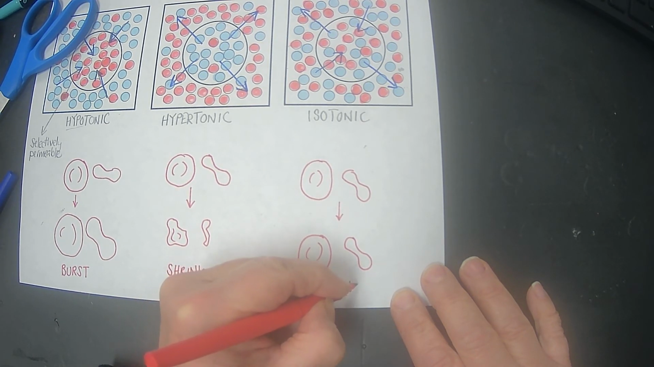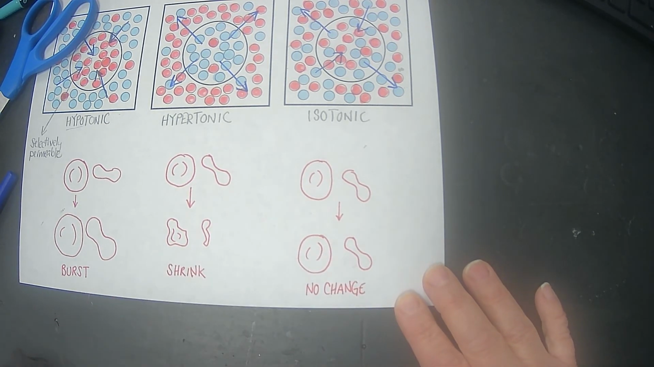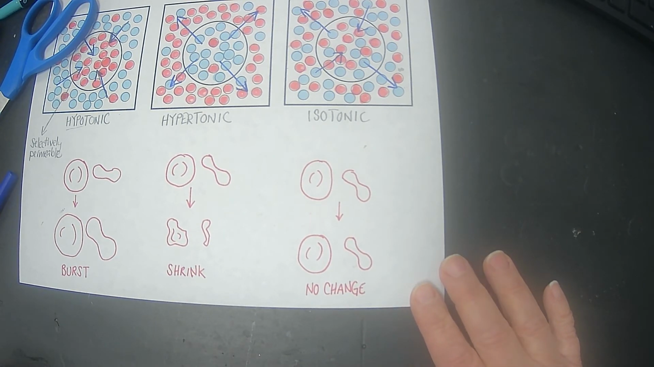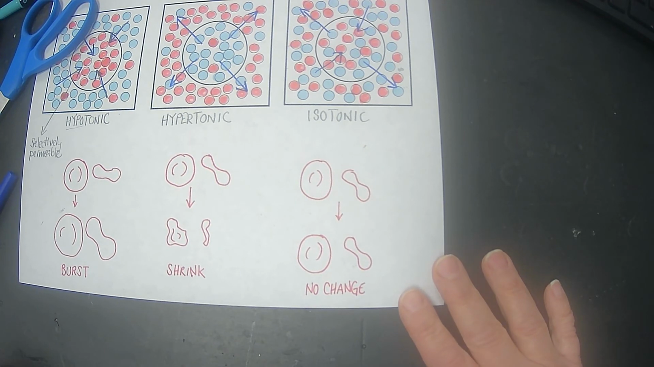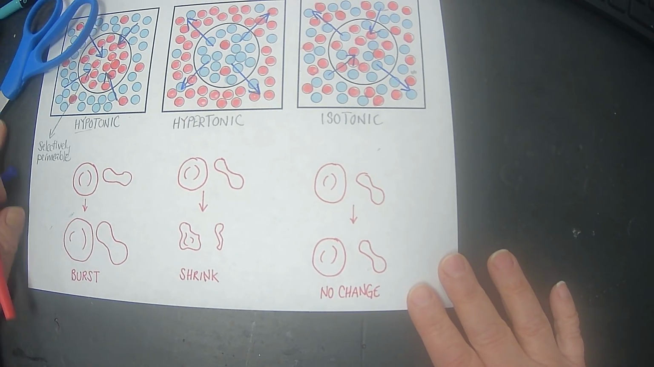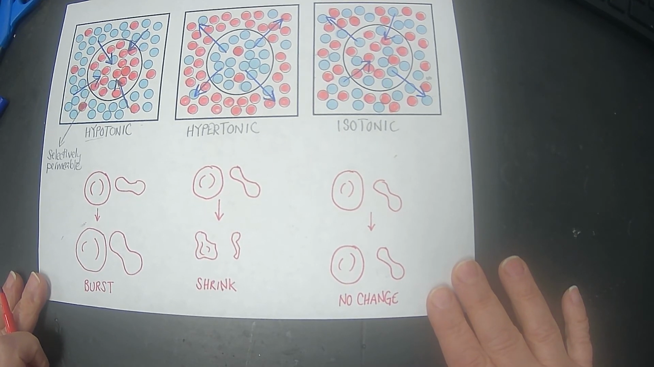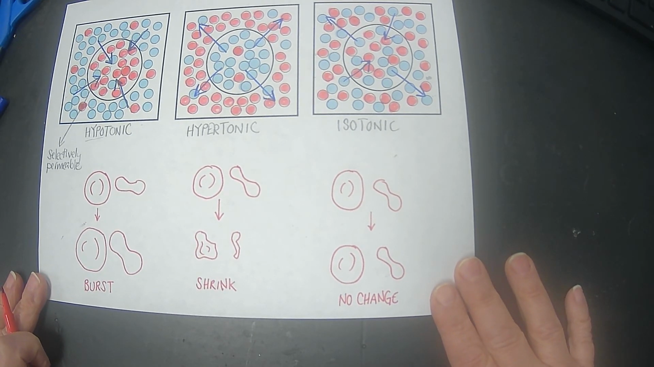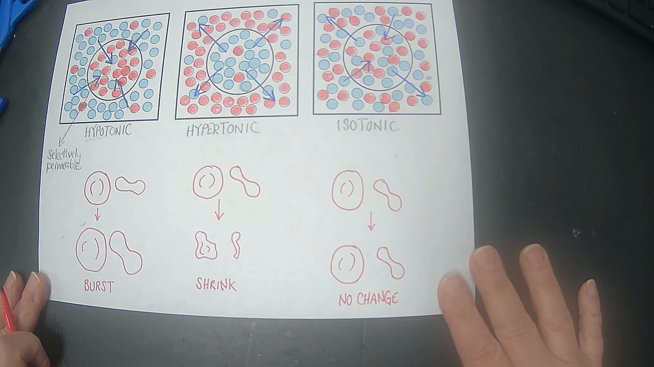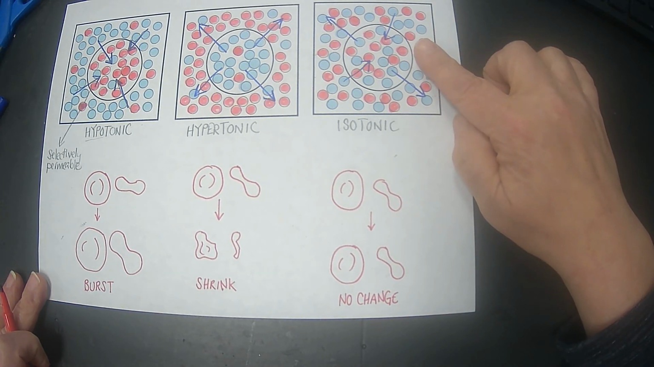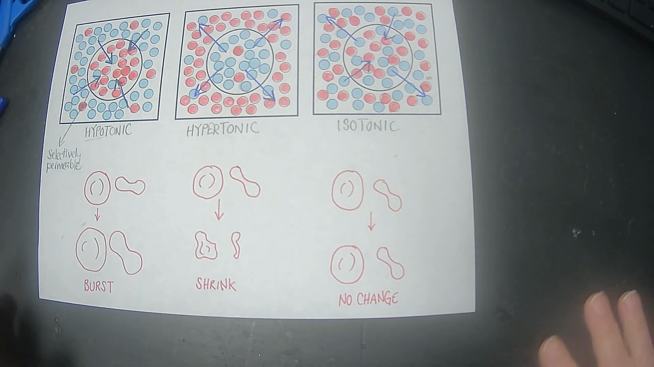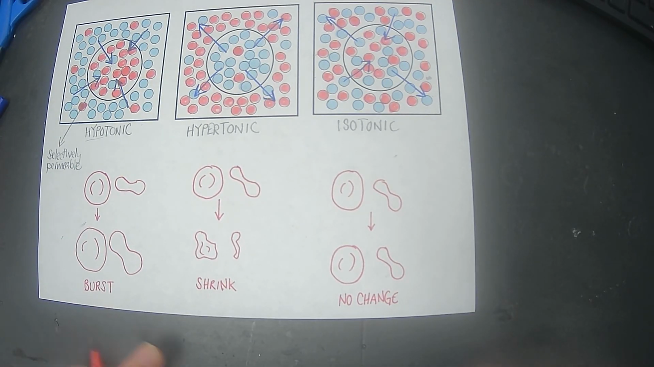So the next time you go to the emergency room and they have put a drip into your arm, they're going to use something called Ringer's solution. And Ringer's solution is an isotonic solution, and it's isotonic to your red blood cells and your blood plasma. And that's so that they don't end up either having burst cells or shrunk cells. Okay? Thank you.